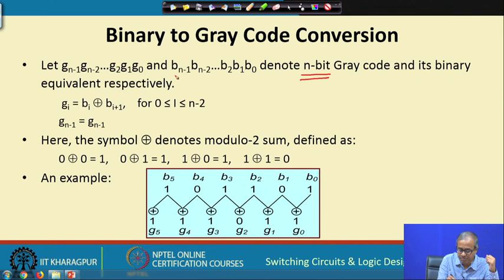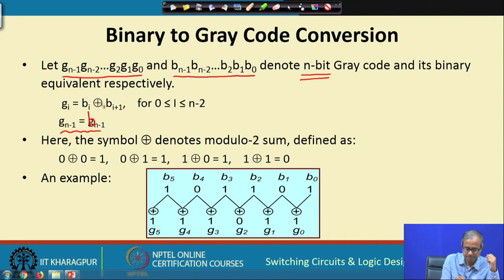Suppose my binary number is represented like this, B0, B1 up to Bn minus 1, and the corresponding gray code number will be G0, G1 up to Gn minus 1. The rule is fairly simple. The most significant bit is straight away copied. So, Gn minus 1 equals Bn minus 1, and for all other bits, you take the modulo 2 sum.